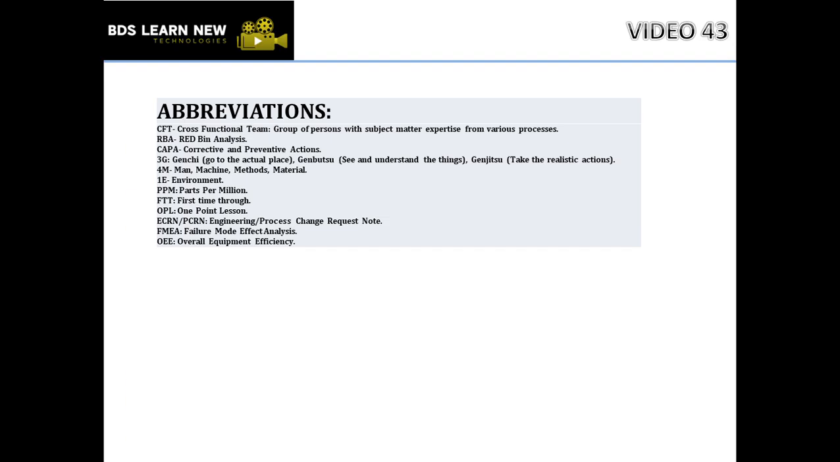And in the next slide we have the abbreviations like CFT, RBA, CAPA, 3G, 4M, 1E, PPM, FTT, OPL, ECRM, PCRM, FMEA, OEE. You can take a look at this slide and understand these terminologies by reading these abbreviations.